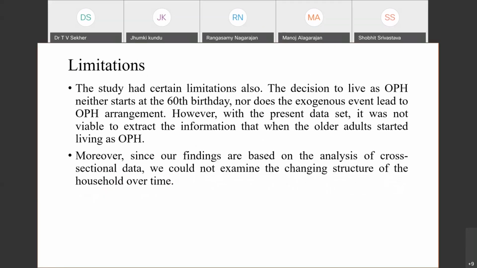Coming on to the limitations, the study had certain limitations also. The decision to live as OPH neither starts at the 60th birthday, nor does an exogenous event lead to OPH arrangement. However, with the present data, it was not viable to extract the information on when the older adults start living as OPH. Moreover, since our findings are based on cross-sectional data, we could not examine the changing structure of households over time and how it affects the OPH structure.